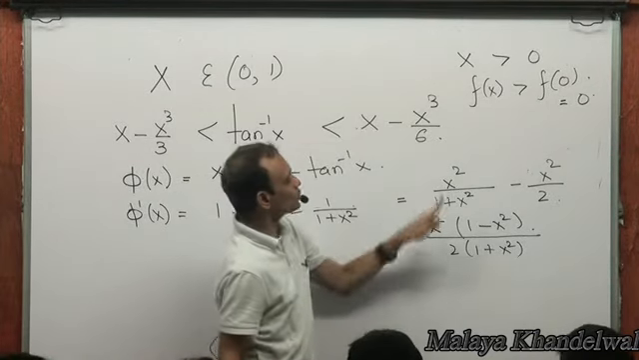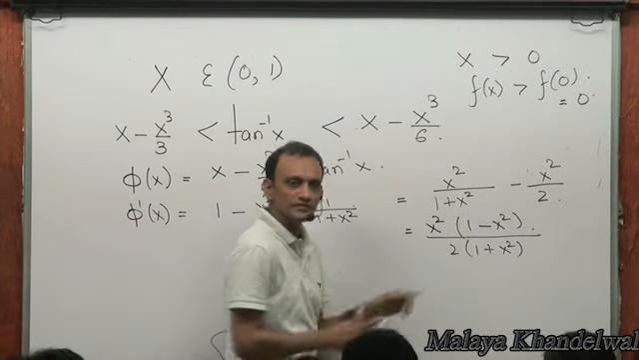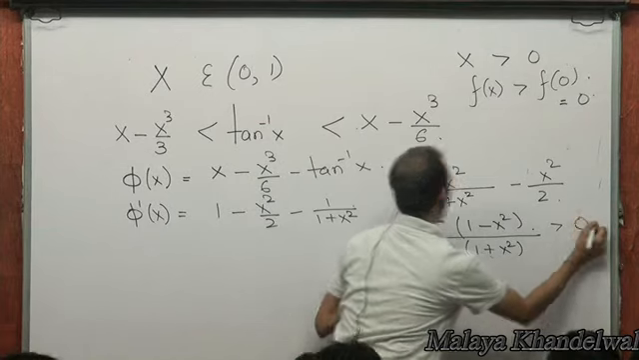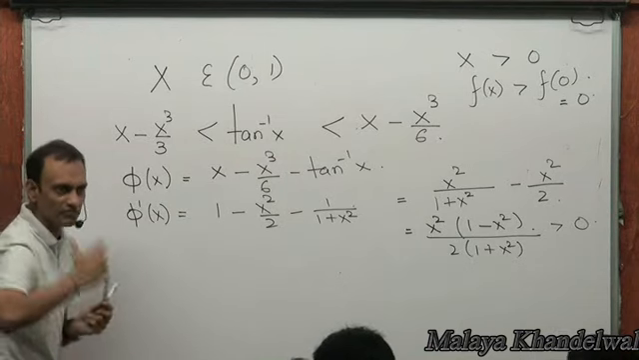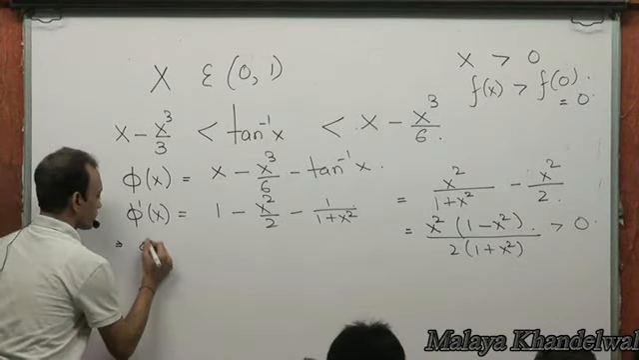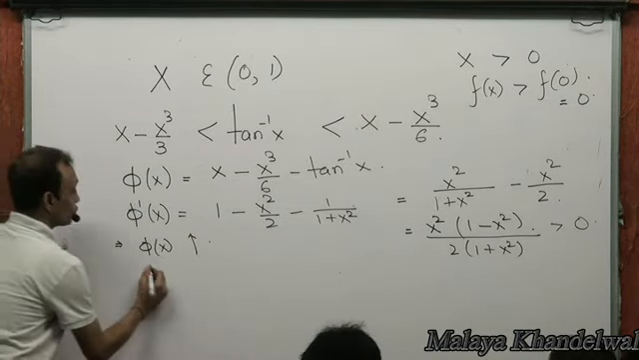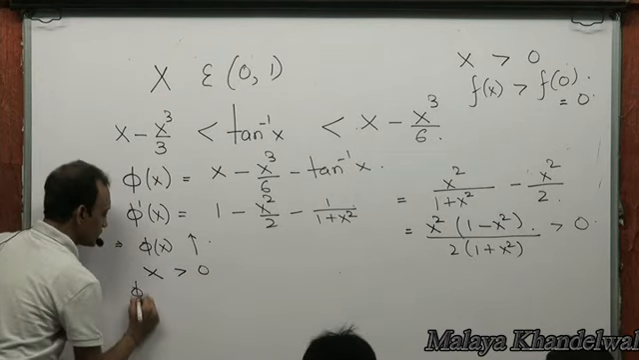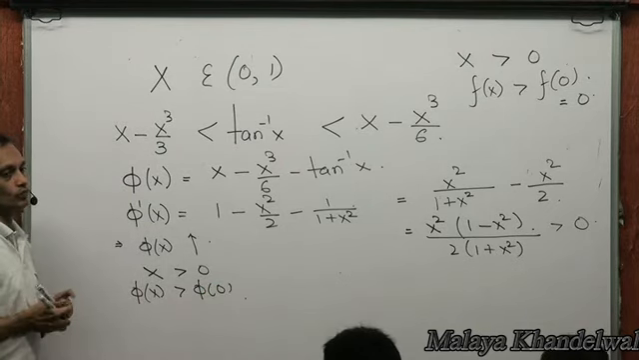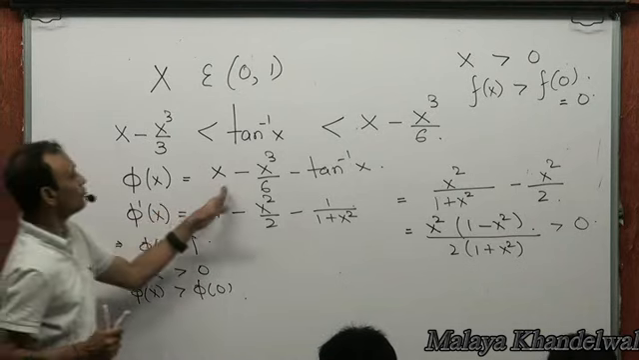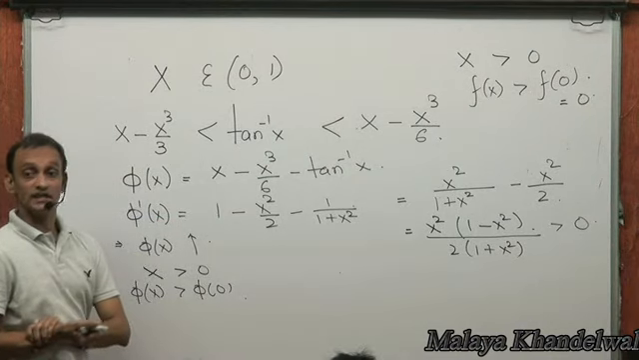But x lies in the interval 0 to 1. So 1 minus x squared will be positive. So all of this will be positive. Right? So phi dashed x turns out to be positive. So phi x must be an increasing function of x. And therefore, for x greater than 0, phi x will be greater than phi 0. But what is phi 0? Phi 0, as you can see, is 0. So phi x will be greater than 0. Right?